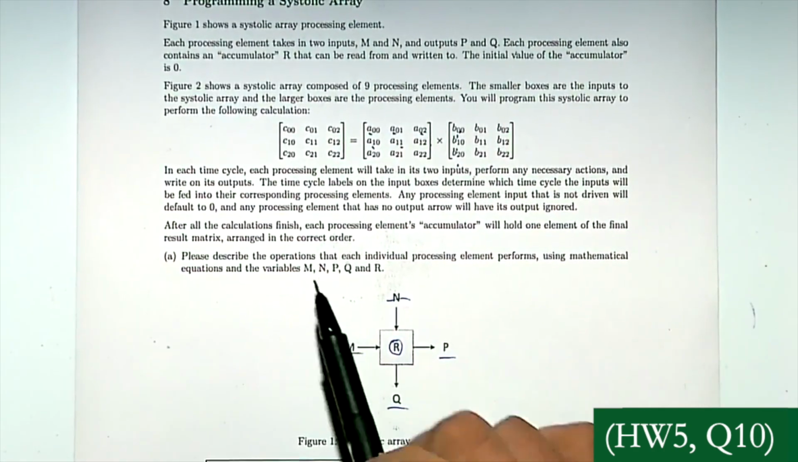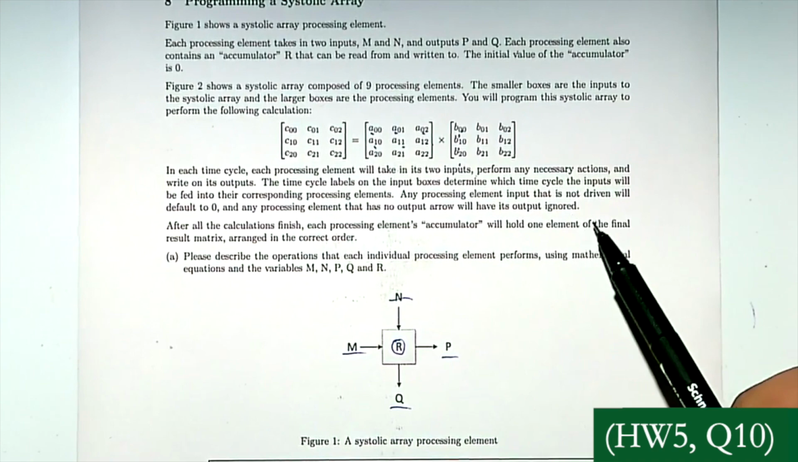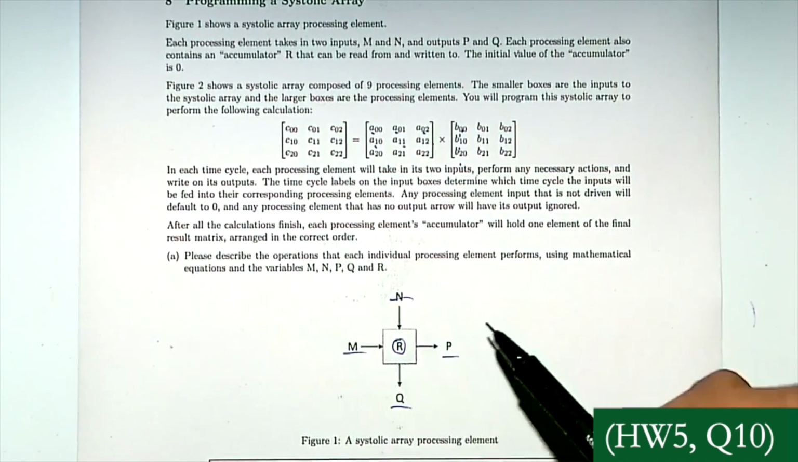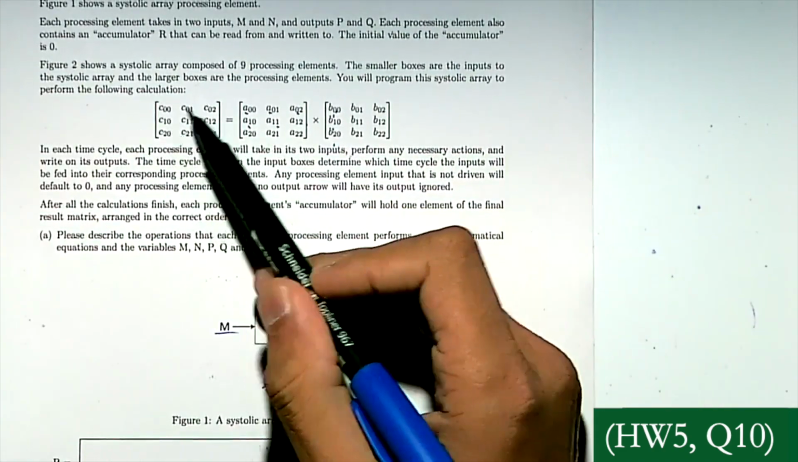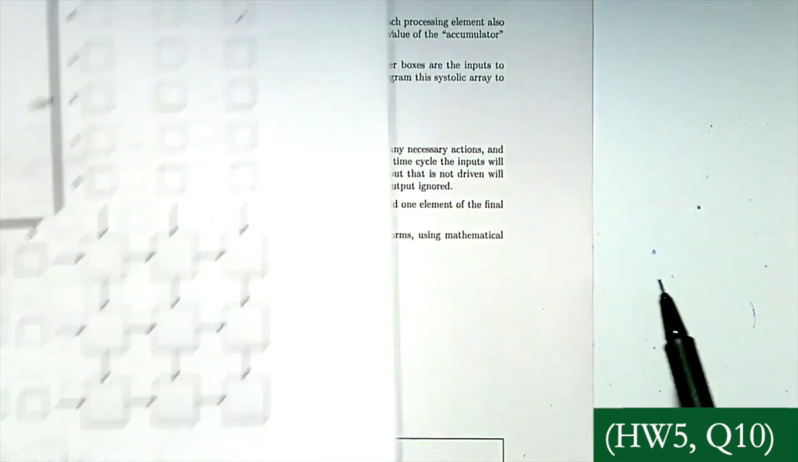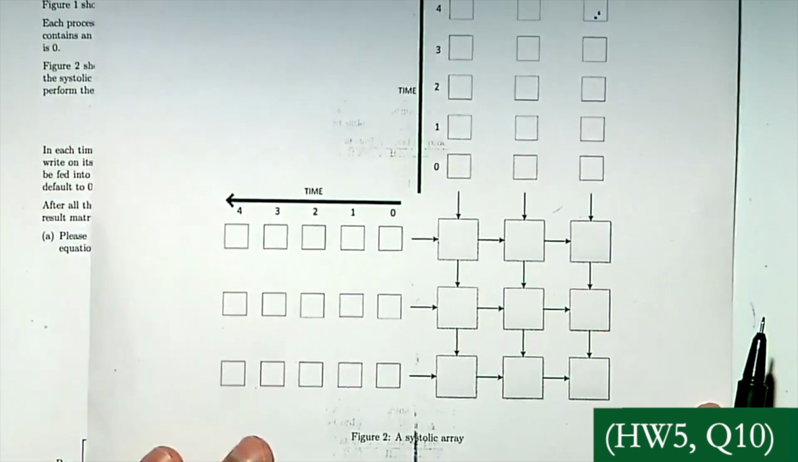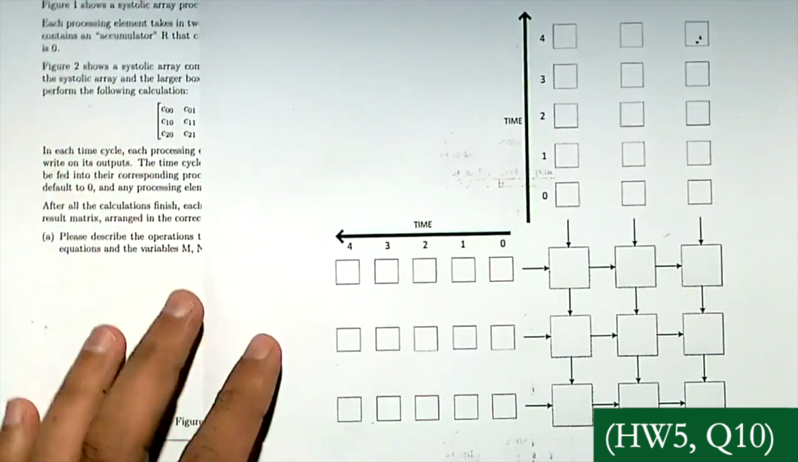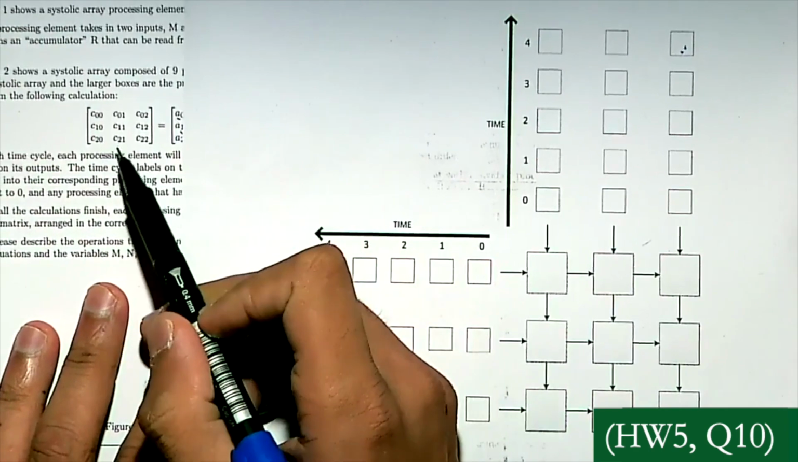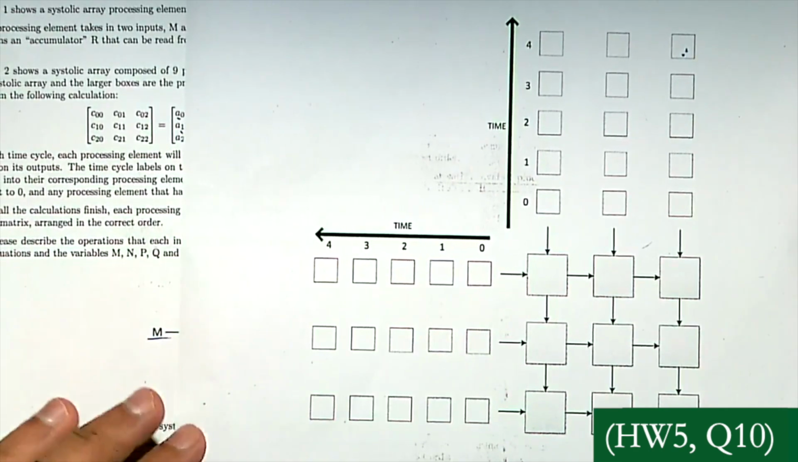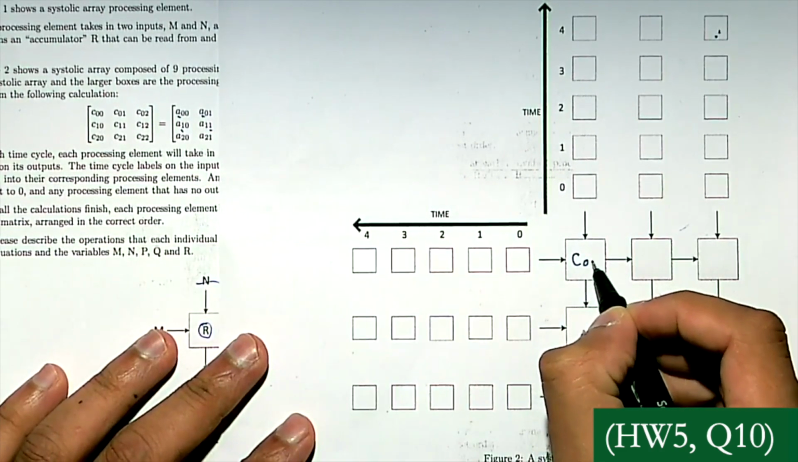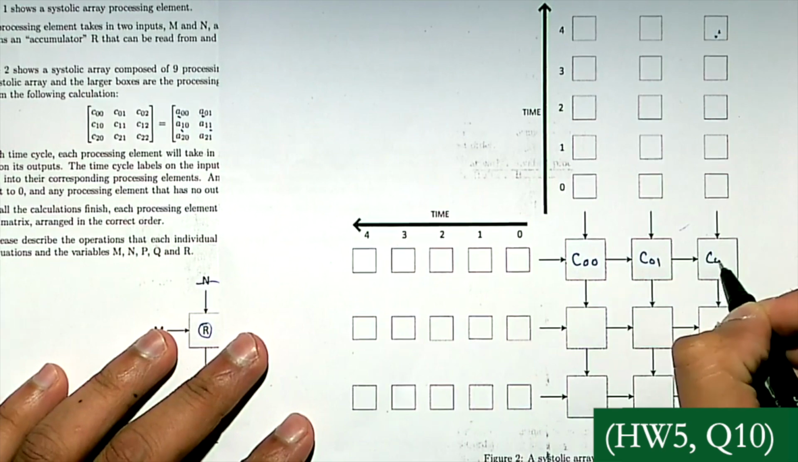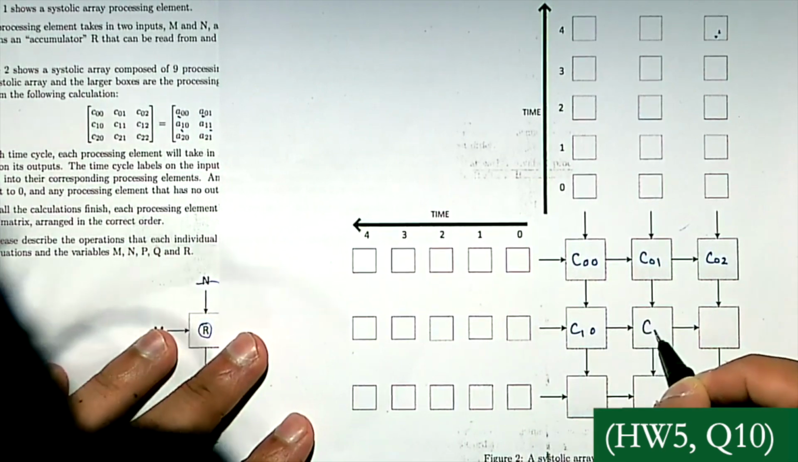Okay. So after all the calculations are finished, each processing element's accumulator will hold 1 element of the final resultant matrix arranged in the correct order, right? So we want this output matrix, which is the 9 elements of C, to basically be encoded in these guys. And we can assume that the correct order is basically the same order as the input, and the same order as stated here. And if we assume something else, then we should just say so. So we're going to go ahead and assume the same order for this case. So we want C00 to be here, C01, C02, and so forth.